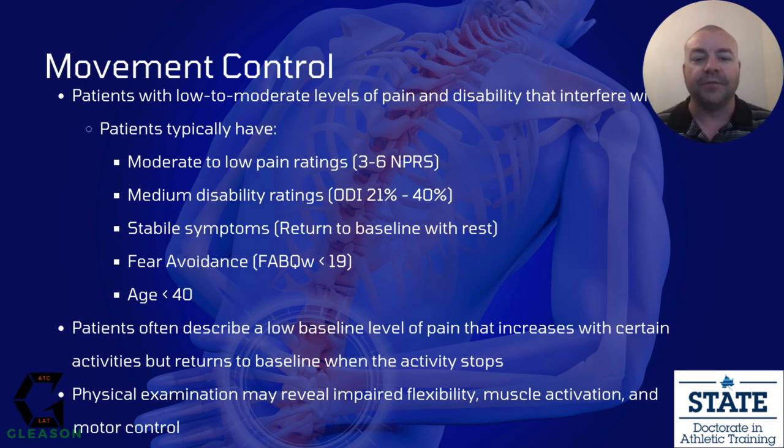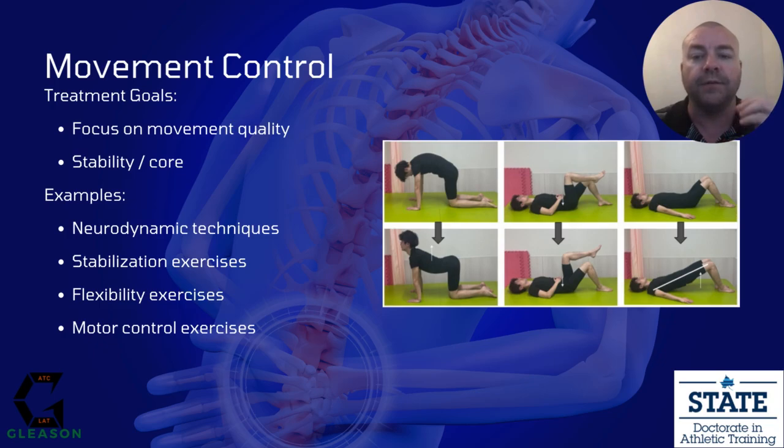But that age under 40 is going to be a helpful piece in this category. So patients often describe a low baseline level of pain that increases with activities, as we said earlier, and the exam is going to reveal impairments in muscle activation and motor control. So there may be some hypermobile issues that you see on that spring test, or maybe some instability test, and some weak core strength. So you're going to try to go after those in treatment.